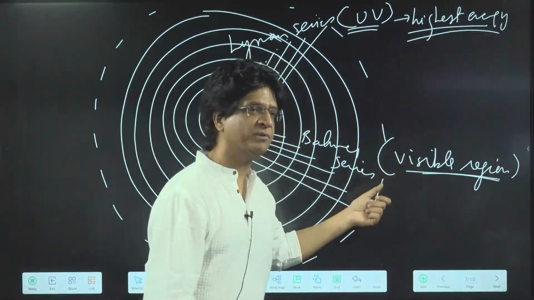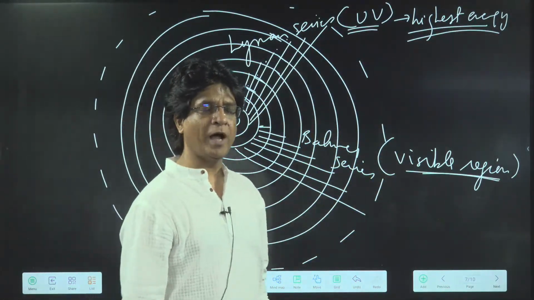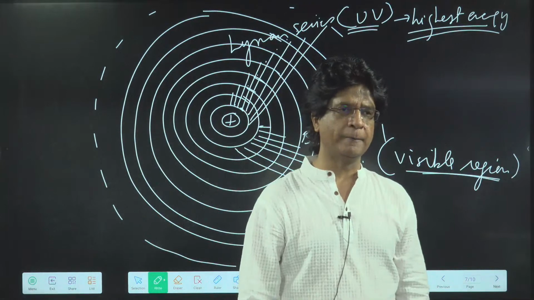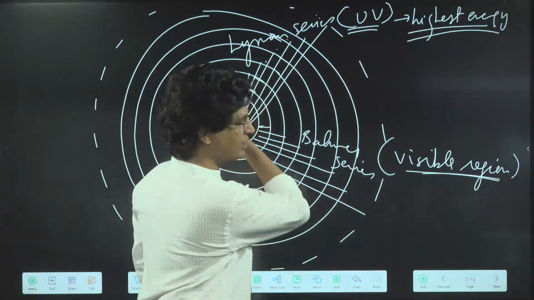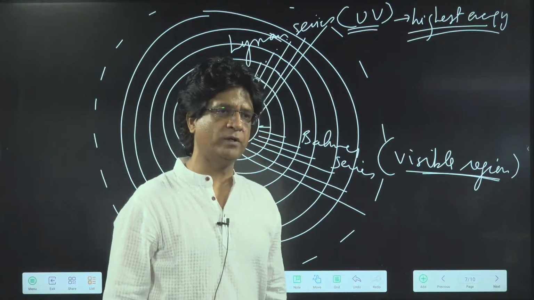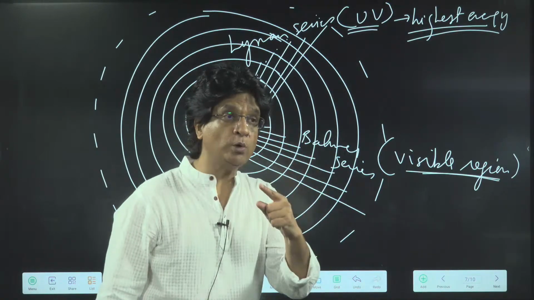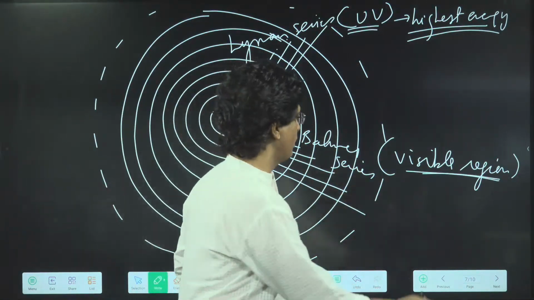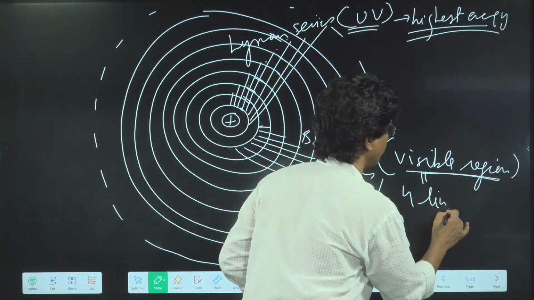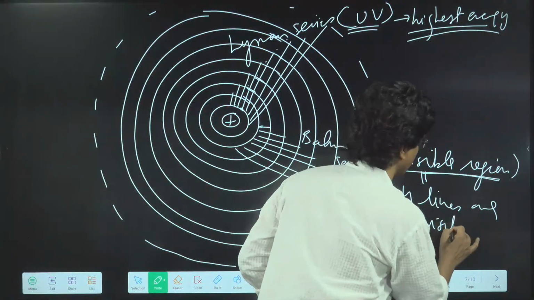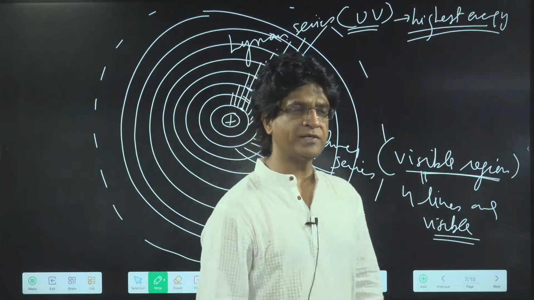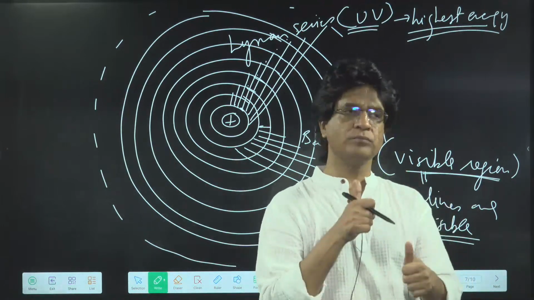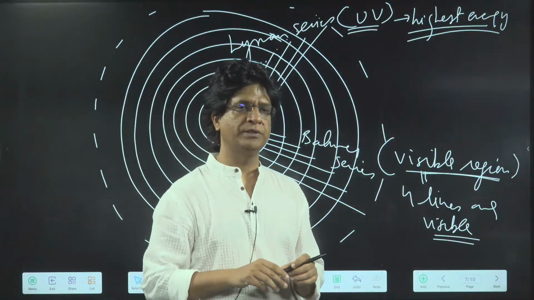How many lines are possible in the Balmer series? Infinity again. Infinite lines are possible. The electron can jump from infinite orbits to orbit number 2. Again infinity. Very, very good. But out of these infinite lines in the hydrogen spectrum, I emphasize hydrogen spectrum, only 4 lines are visible. Rest are ultraviolet lines. Okay? Yes or no?